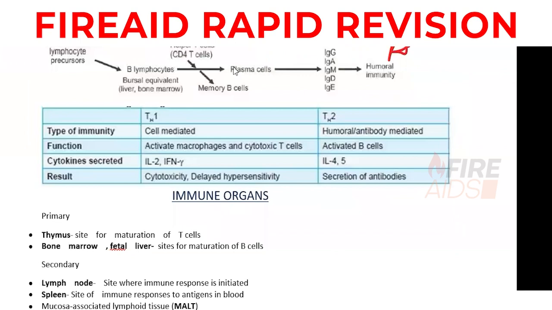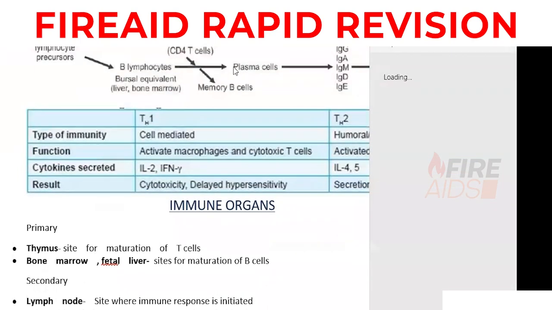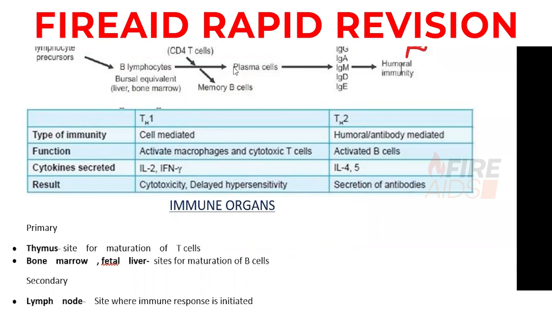Okay, I hope we are clear here. There are two types of T helper cells. Yesterday we talked about these two types, TH1 and TH2, but we were not able to go into detail, so I thought I could cover this immune system again separately. T helper cell type 1 is cell mediated, type 2 is humoral, that is antibody mediated. This point you need to know. Most of the time cell mediated is going to be TH1, the T cells.